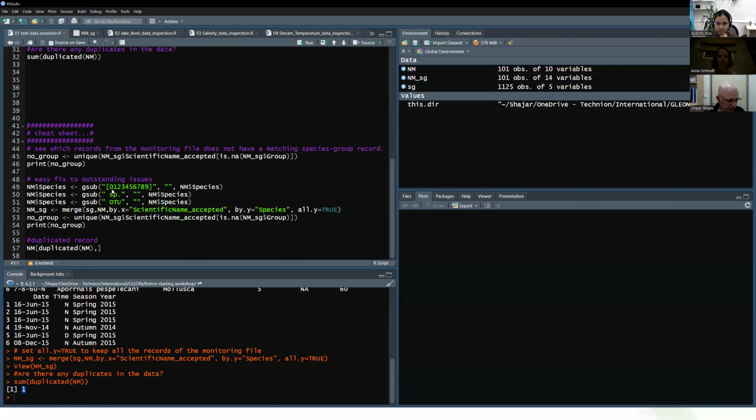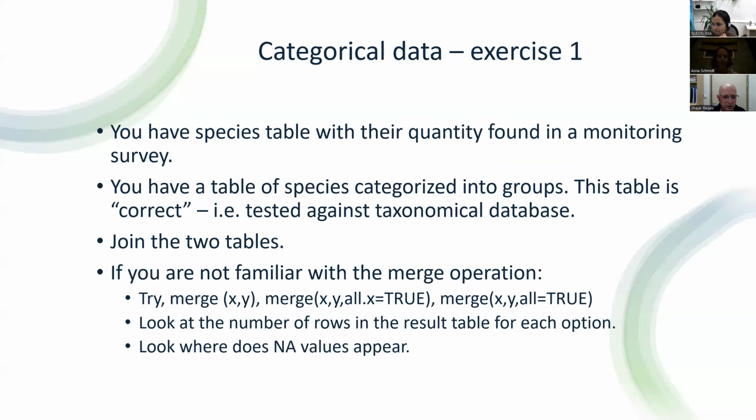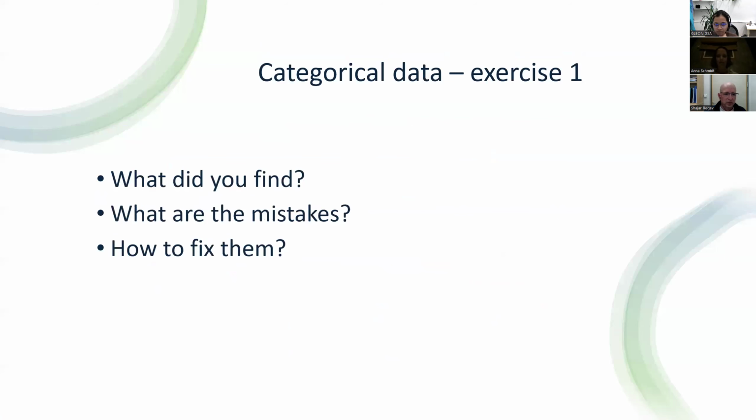So I'll give you maybe a minute or so to look at the data. In the meanwhile, just let me go back to the presentation. Okay, so try to see what you found. What is the problem with the data, that not all the species in the national monitoring file appear in the species list? What are the mistakes? And can you suggest how we can fix that?